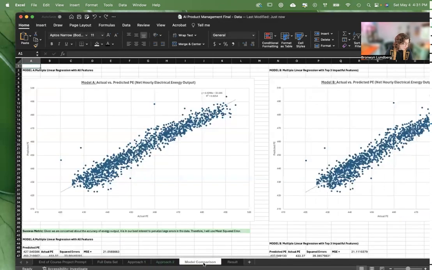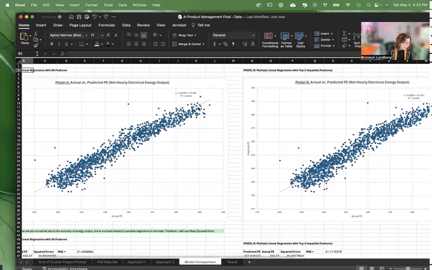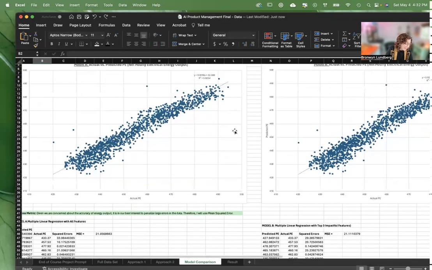So here's my model comparison. You'll see model A, the multiple linear regression with all the features, versus model B, multiple linear regression with the top three, quote unquote, impactful features here. So in this case, the scatter plots are pretty similar, but they're not quite the same.